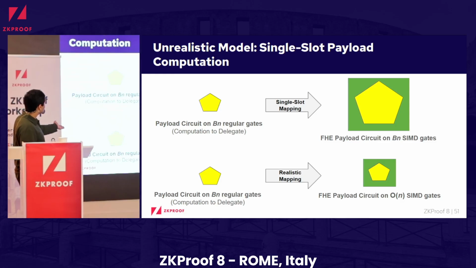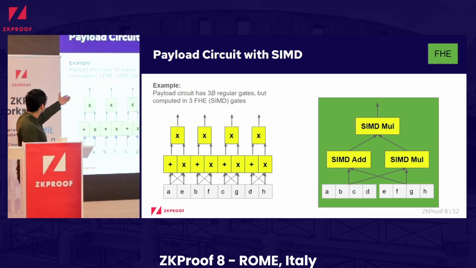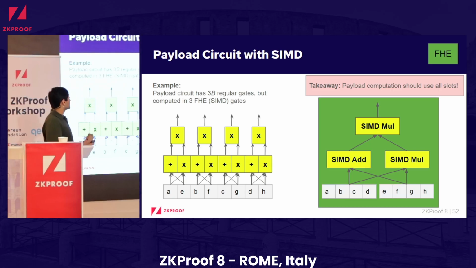A more realistic mapping would be if you have a payload circuit on B·N regular gates, you should get an FHE payload circuit with like N plus change SIMD gates. So here's an example of a payload circuit that has like 3B fan-in 2 gates, but the SIMD circuit only has 3 gates. And the takeaway is that payload computation should use all the slots. It's critical in BGV and BFV that you're using all of the slots. It's crucial to having an efficient payload computation in the first place, even without integrity.